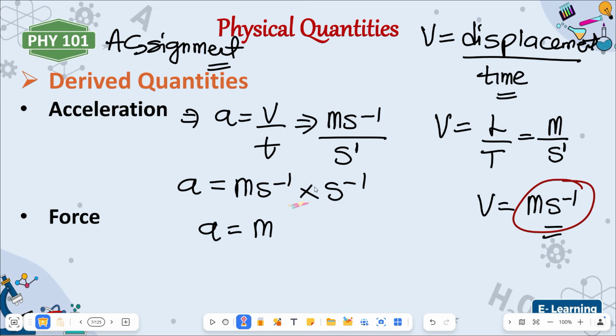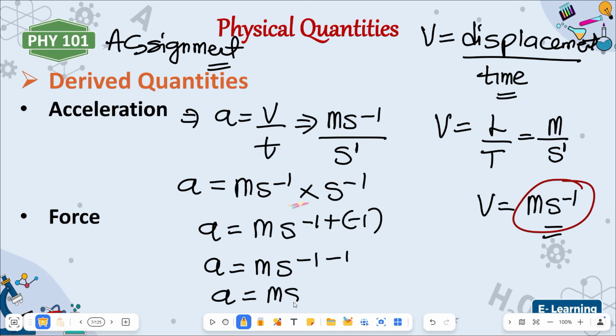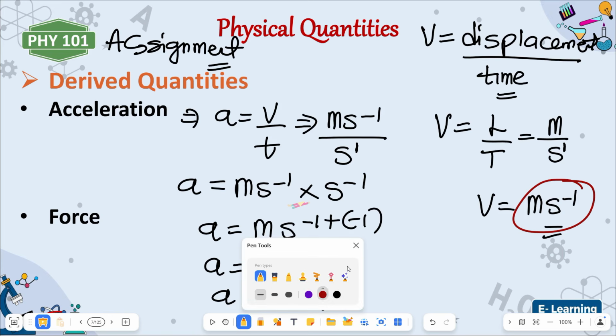Now, you must ensure that multiplication is in between them first. If multiplication is in between them and the bases are equal, collect one of the bases and then add the power. All right? So, at the end of the day, what are we going to have? This will give us, collect one of the bases, which is s, then add the power. Minus 1 plus bracket minus 1. So acceleration will be equal to m s, so we have minus 1 plus minus 1. Plus times minus is minus 1. So acceleration will be m s to the minus 1 minus 1, which is minus 2.